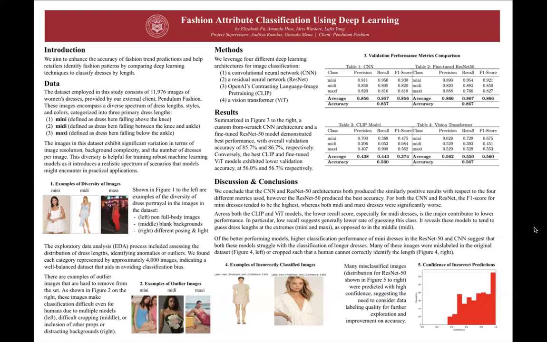Additionally, from the EDA, we looked at the distribution of dress lengths and we also looked at anomalies and outliers. So, first, we found that the data that we were given was fairly balanced. About 4,000 images with each of the different classes: mini, midi, and maxi. Additionally, we found that there were different image sizes for each of these batches.